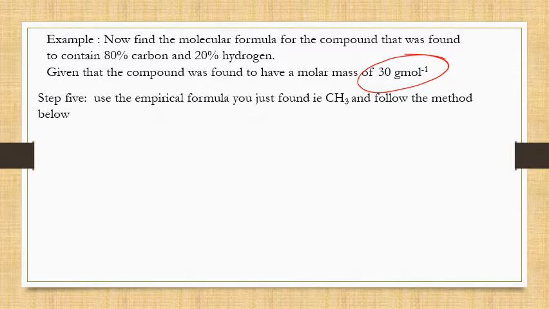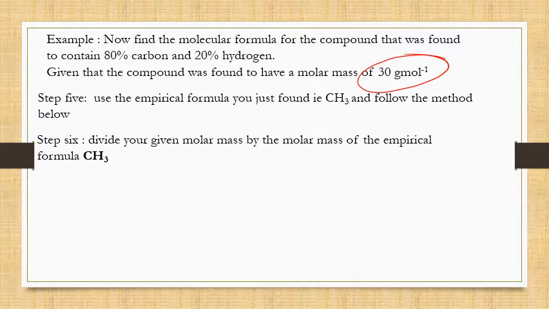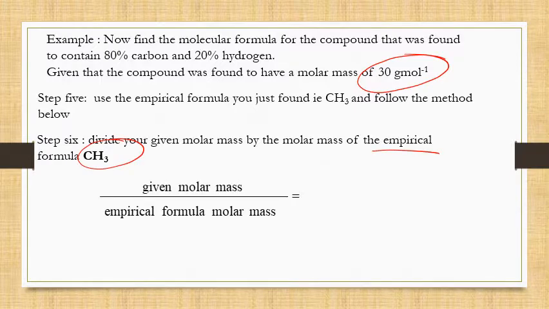Well, we add another step. We use the empirical formula you just found, CH3, and follow the method below. Step 6: divide your given molar mass by the molar mass of the empirical formula CH3. So we calculate the mass of CH3. That's going to be 12 plus 3 times 1, which equals 15 grams per mole.